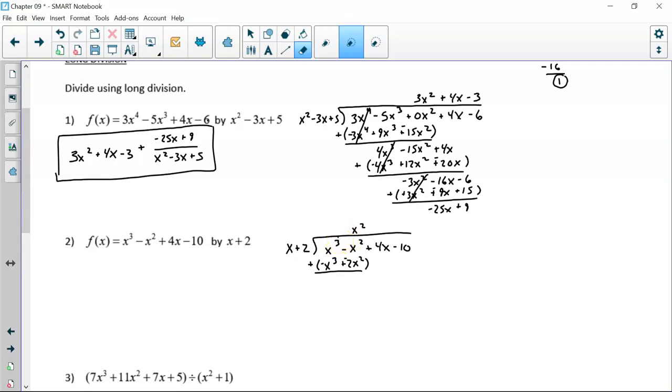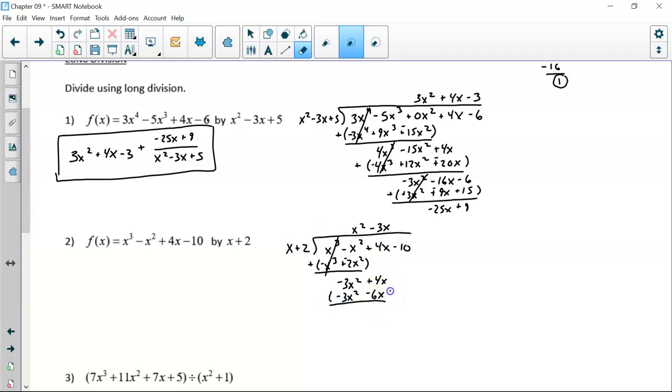X cubed plus negative x cubed, they cancel. Negative x squared plus negative 2x squared is negative 3x squared. Bring down the 4x. Now I need my x to become a negative 3x squared. So to get that, I need to multiply by negative 3x. Negative 3x times x is negative 3x squared. Negative 3x times 2 is negative 6x.